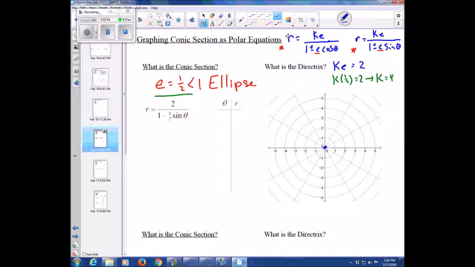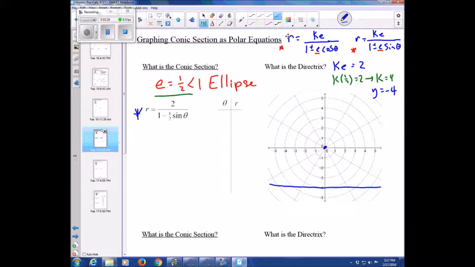Now we want to take a look at the equation and think about where that directrix is going to go. First off, since we have sine in the denominator, we know we're going to be opening vertically. And since we're seeing subtraction in the denominator, we know we're going to be opening vertically onto the positive y-axis, which means that the directrix is going to be down here, and that's going to be a directrix of y equals -4.